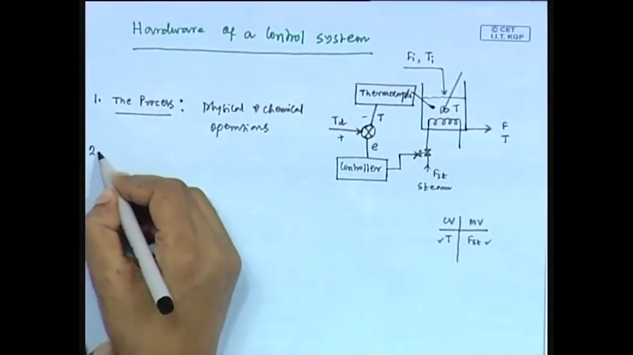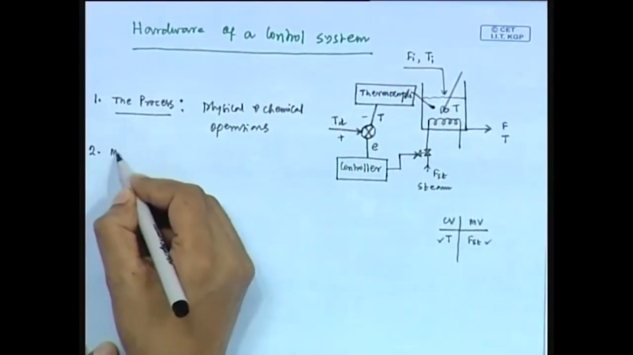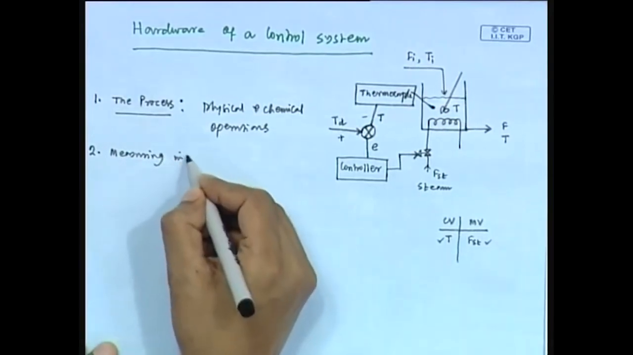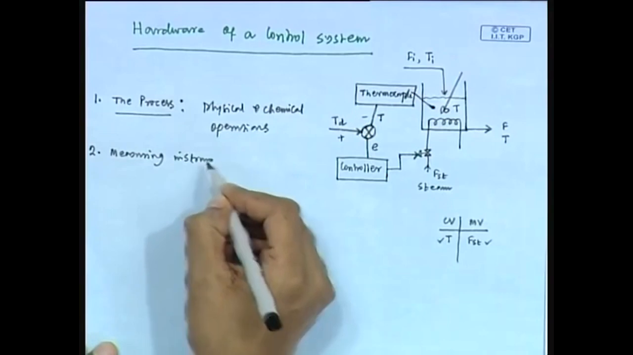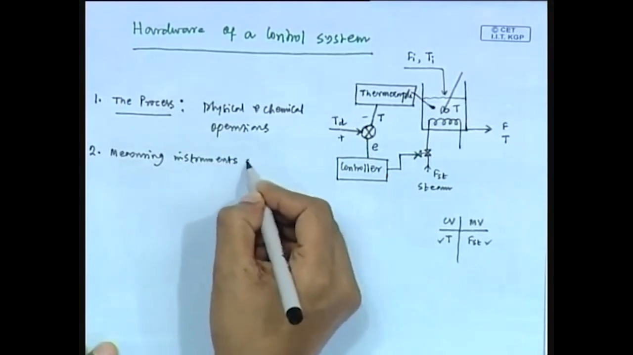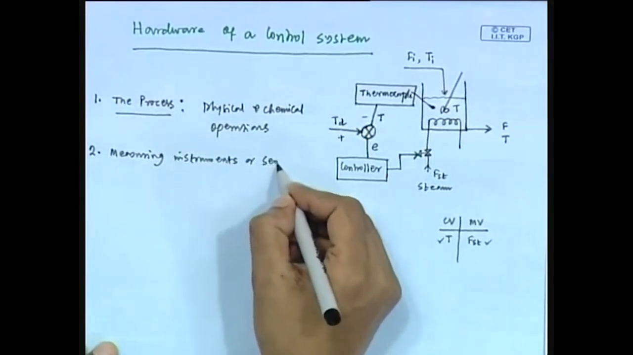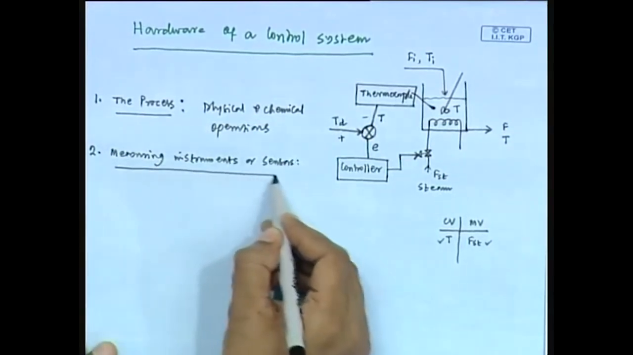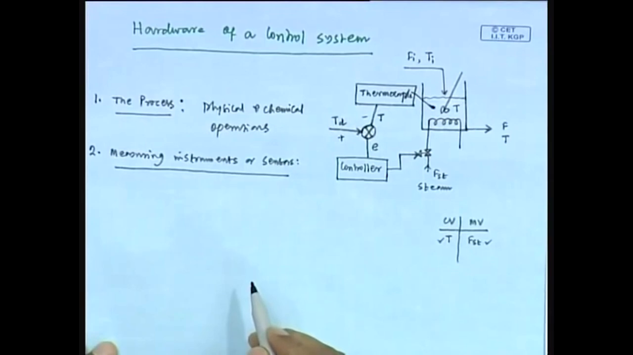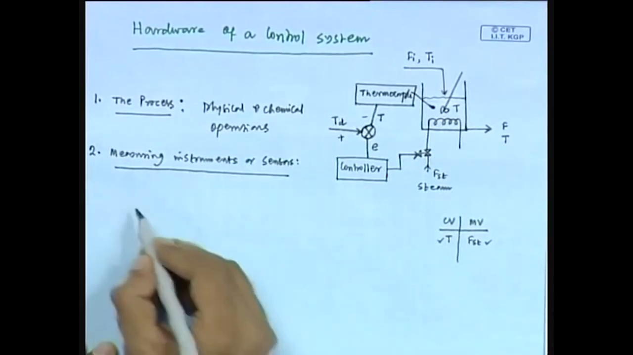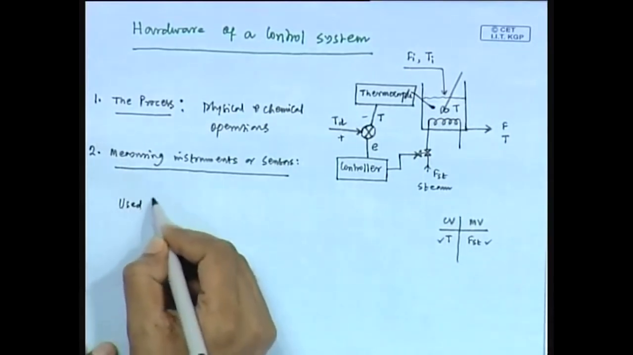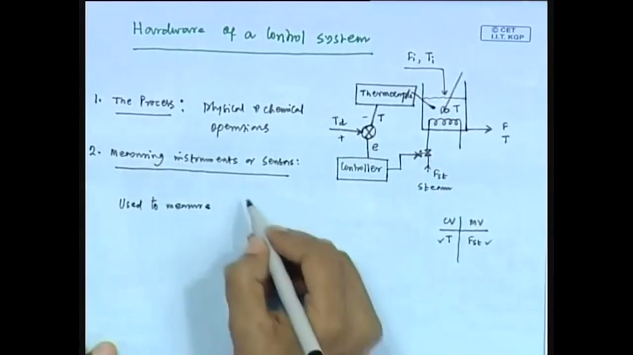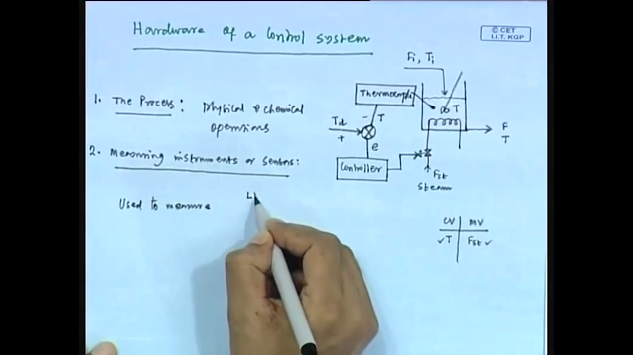The second hardware is measuring instruments or sensors. Fine. These measuring instruments or sensors are used to measure. First one is load variable.